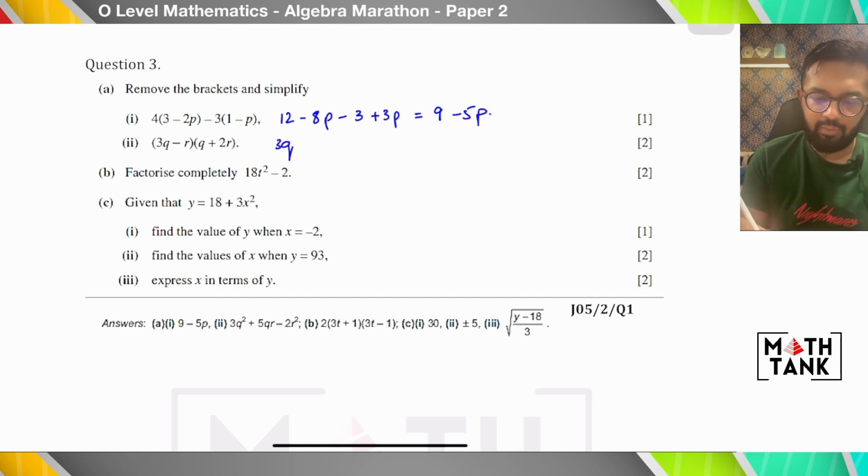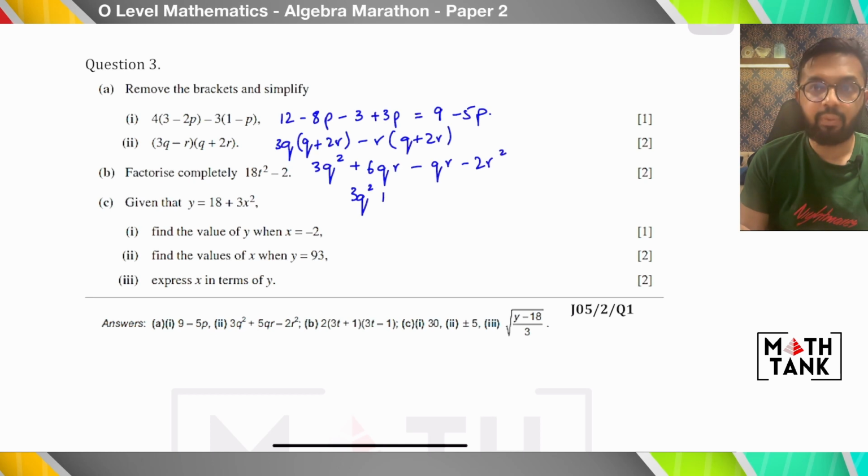I can first multiply 3q with q plus 2r, and then minus r with q plus 2r. 3q squared plus 6qr minus qr minus 2r squared. And this looks very similar to the previous question.